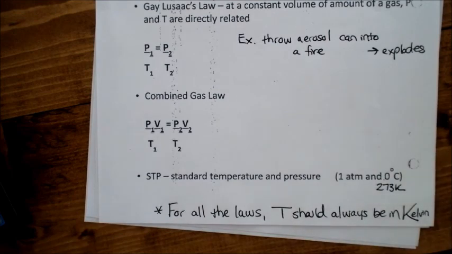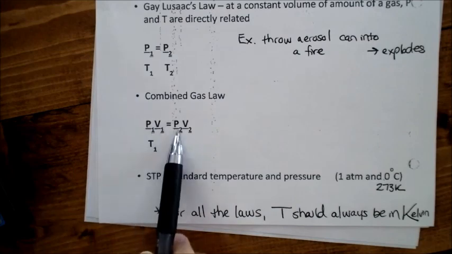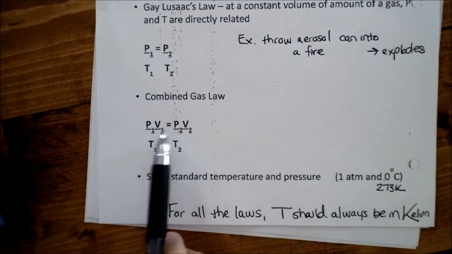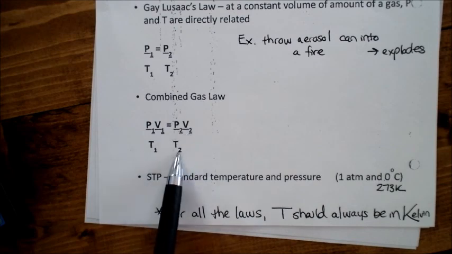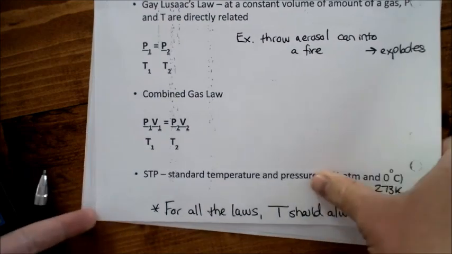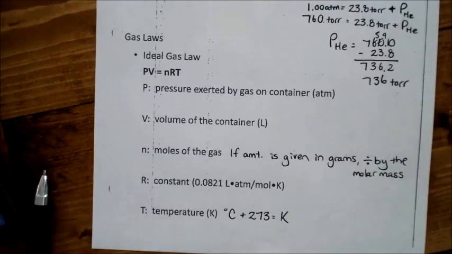For the other variables like pressure and volume, for these gas laws on this sheet, they just need to be the same unit. So P1 and P2 should always be the same unit. V1 and V2 should always be the same unit. But temperature, no matter what, needs to be in Kelvin. But do remember that for the ideal gas law, you do have to use specific units for that one.